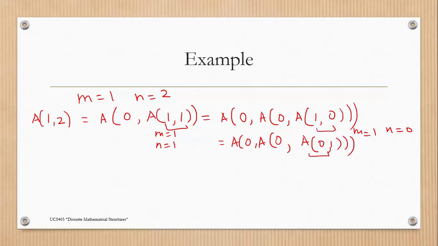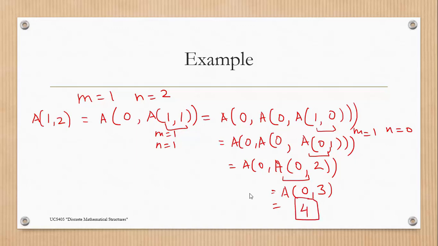Then we have to solve this function first. It will be equal to A of 0 comma A of 0 comma A of 0, 1. 0, 1 means m is 0. So this is equal to n plus 1, which is 2. Now solving this, again first case will apply. This is equal to n plus 1, which is 3. So this will be A of 0, 3. Again first case will apply. Here n is 3. So this is equal to n plus 1, which is 4. Hence 4 is the value for Ackermann function when m and n are equal to 1 and 2 respectively.